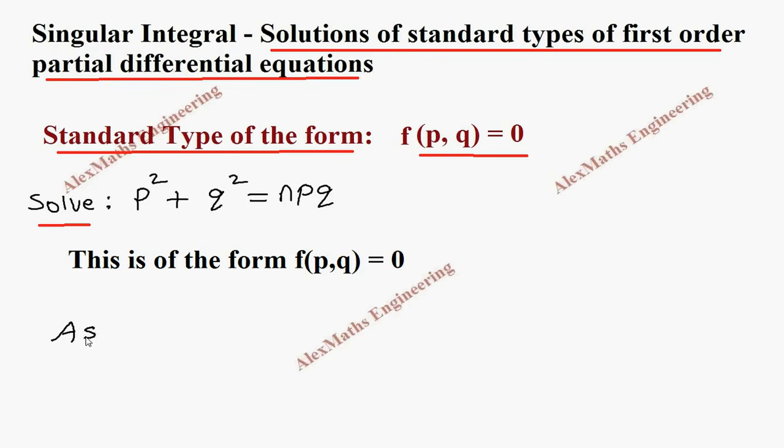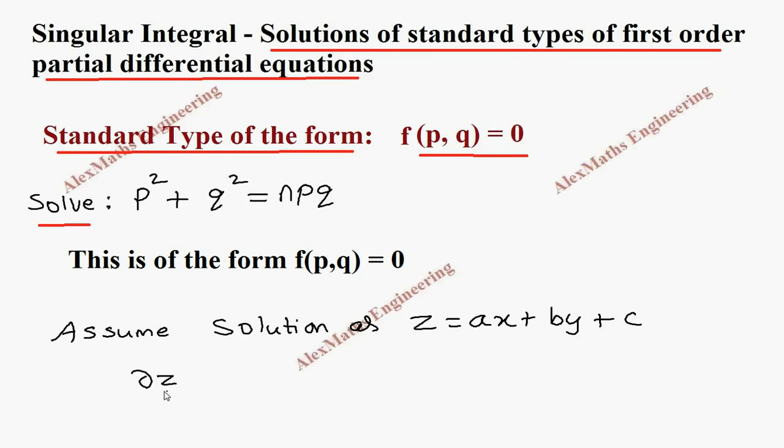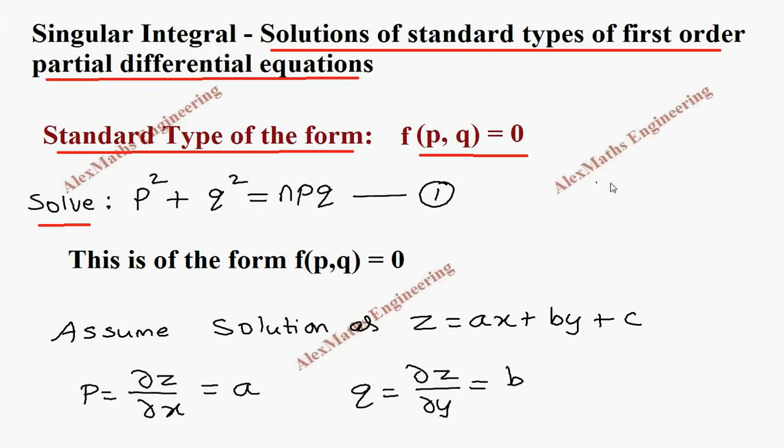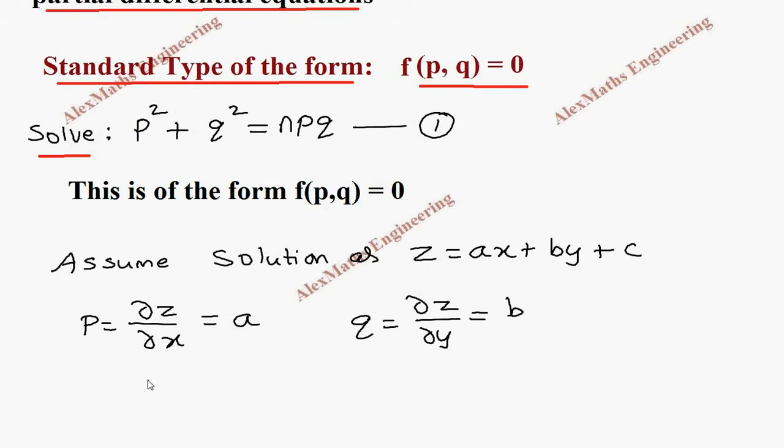So we are going to assume the solution as z equal to ax plus by plus c. When we differentiate partially with respect to x, it is dou z by dou x, which is a, and dou z by dou y, partial differentiation with respect to y, is b. This is actually named as p and q. Let's take this as the first expression and we are going to substitute p as a and q as b.